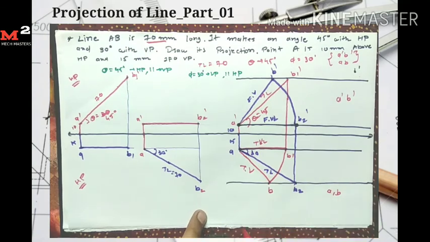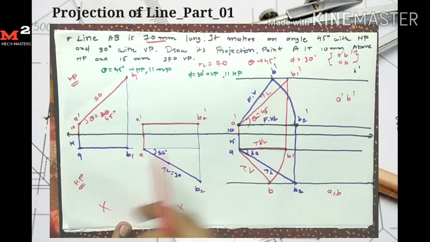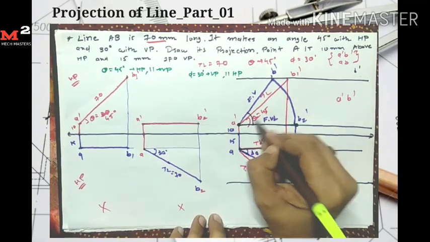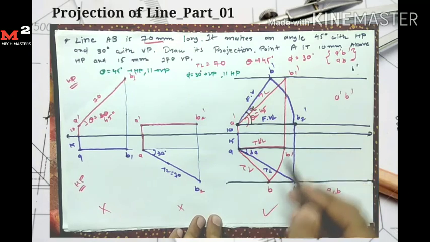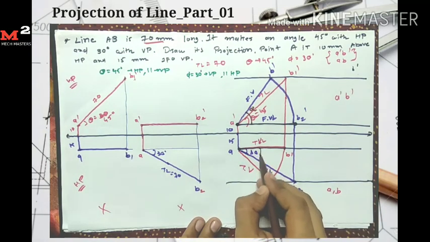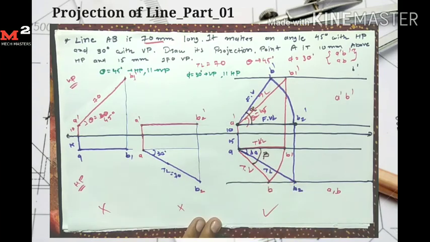In the exam you are not required to represent these two cases. These two cases I explain for your understanding. So in the exam you only represent this case. Here the front view makes an angle with HP, represented by angle alpha, which is the apparent angle. Similarly, the top view AB makes an angle with the vertical plane, represented by angle beta, the apparent angle beta.